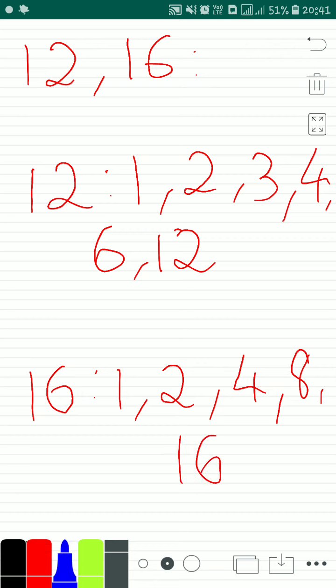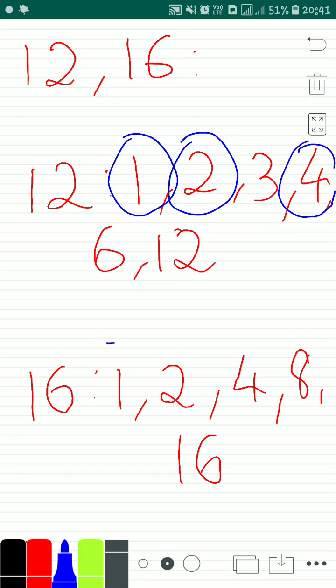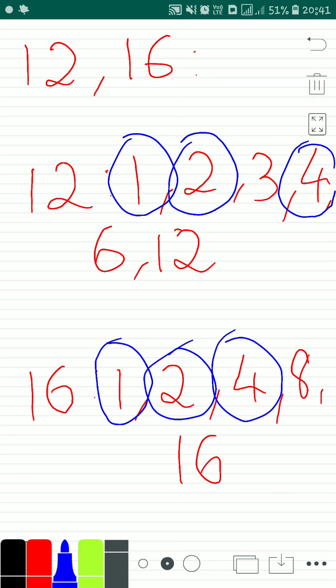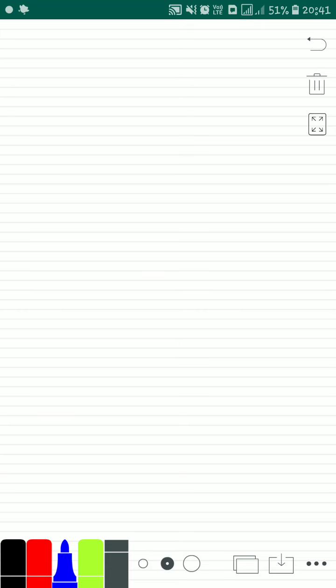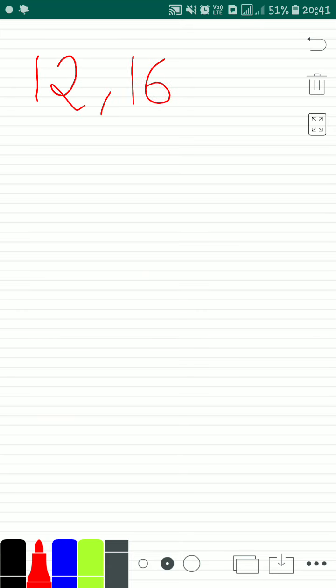So now we have to find the common factors. Common means the same. That is 1, 2, 4. So for 12 and 16 the common factors are 1, 2 and 4.